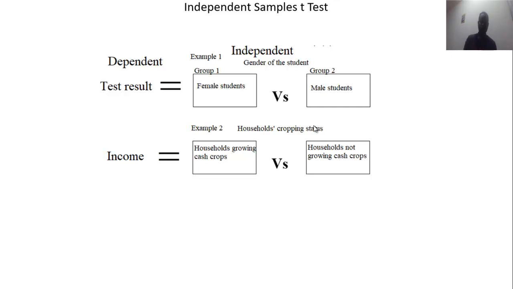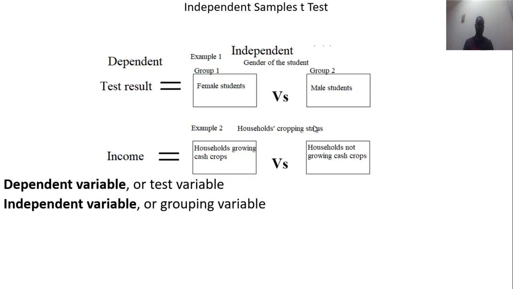Therefore, the dependent variable is one, and the independent variable is one too, and the independent variable should be categorical. The independent variable we will be discussing in the later part of this discussion.